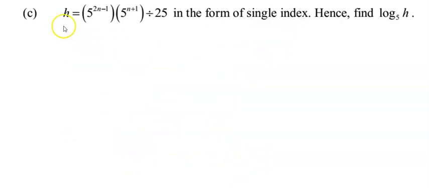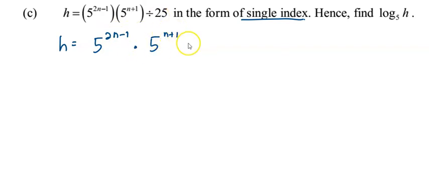For part C of the first question, h equals, now you have index numbers which are all in base 5. You can convert them all into index numbers in base 5 and then make them into a single index. Firstly, I have 5 power of 2n minus 1 multiplied by 5 power of n plus 1 and divided by 25.